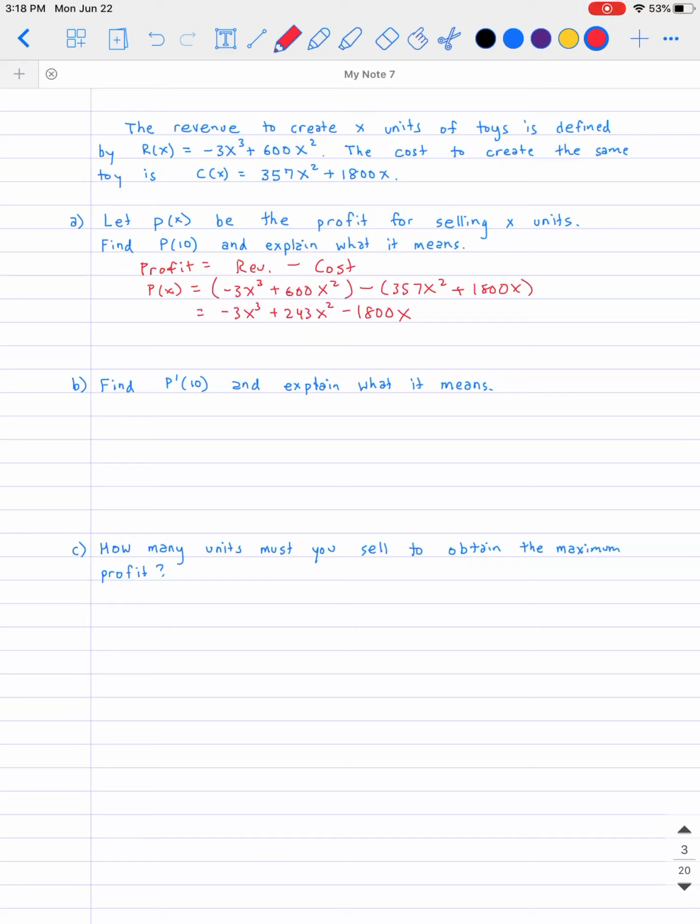I want to solve for P of 10. So that means I'm going to plug 10 into this equation to see what I get as a result. So P of 10 is going to be equal to negative 3 multiplied by 10 cubed.